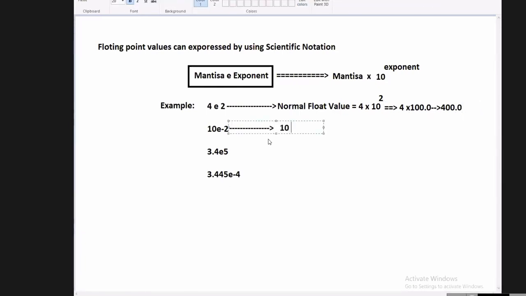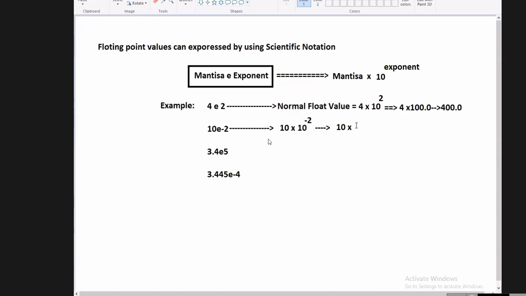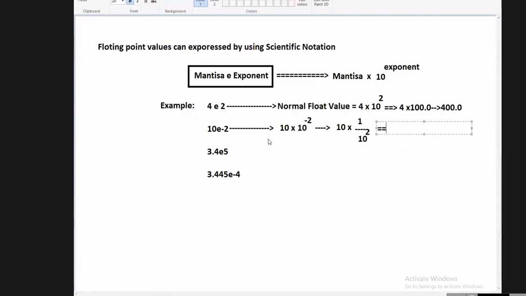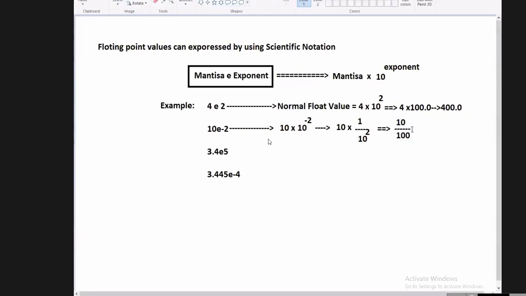How do you write 10E minus 2? 10 into 10 to the power of minus 2, which is nothing but 10 into 1 by 10 square. That is 10 by 100, which is going to be called 0.1. Because these are the very, very important things.